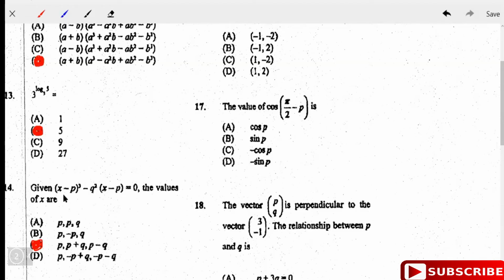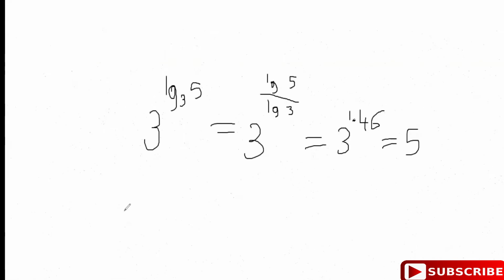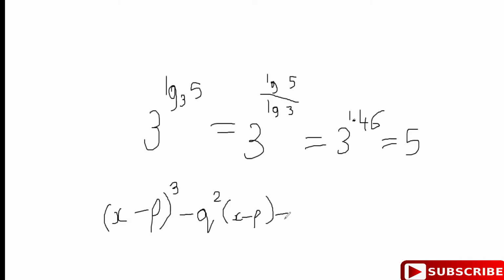So how we go about doing it is by factorizing x minus p. Just to refresh your memory how we did it, we have x minus p cubed minus q squared times x minus p equals 0. And so what we actually did was factorize out x minus p. What we're left with inside is x minus p all squared minus q squared.